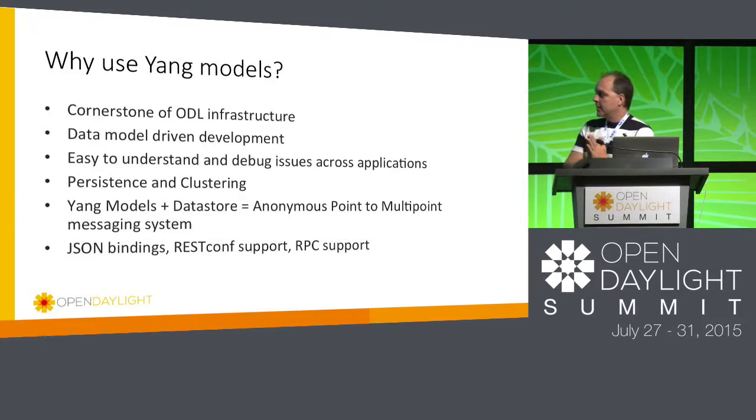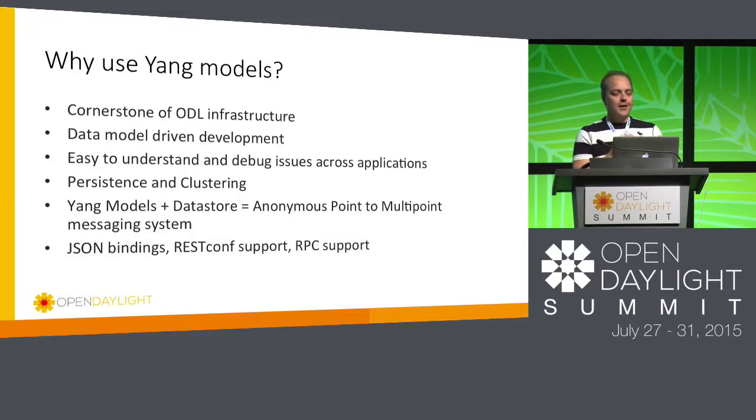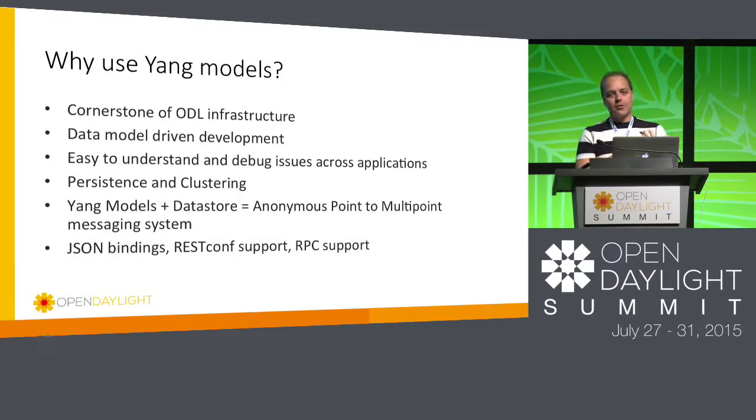If you use Yang models and the data store, you get what I call an anonymous point to multi-point messaging system. For me, that's one of the greatest strengths in Open Daylight. In the beginning, in the service function chaining project, I started using that. People were like, why are you doing this? But it allows plugins to communicate through the data store through Yang.